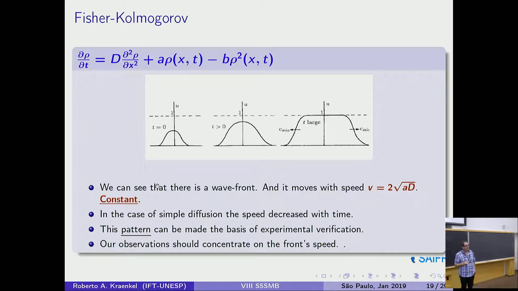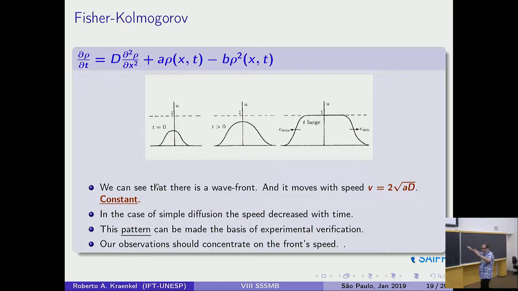You can do the usual dimensional analysis and see that what's written on the right-hand side here has dimensions of space over time. Okay, I'm just mentioning it. So the result from the Fisher-Kolmogorov equations is that the speed of the expansion is constant. So we have two different results.